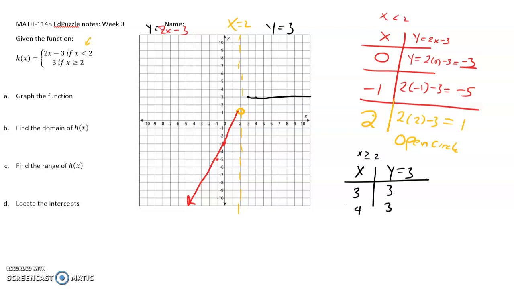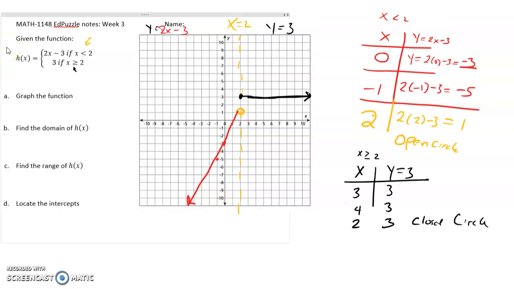So everything over here. Now we want to make sure we figure out what's going on at this line. At x equals 2, the y value is also 3, but this one gets a closed circle. Why does it get a closed circle? That's because it goes right up to 3, and since it's greater than or equal to, it gets a closed circle. So we've graphed the function. There it is right there.